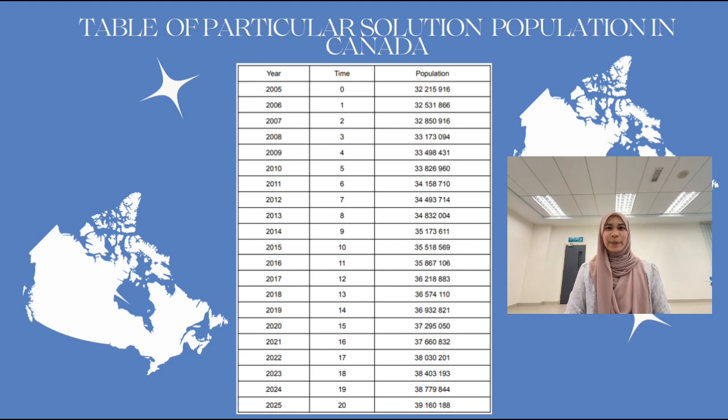This table shows the particular solution of Canada's population from 2005 to 2025. The time column represents the number of years since 2005, where 2005 is time equal to 0. Each row matches a specific year with its corresponding population. The data demonstrate a steady and continuous increase in population over the 20-year period, from about 32.2 million in 2005 to over 39.1 million in 2025, supporting a consistent growth trend that may be modeled by a mathematical function such as exponential growth.